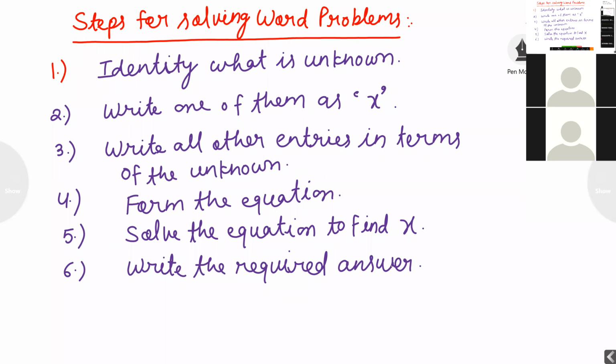There are total 6 steps to solve word problems based on linear equations. Whatever word problem they have given, firstly you will identify what is unknown. After that, write one of them as x. Then third step, write all other entries in terms of the unknown. Now fourth step, form the equation. After forming the equation, you need to find the value of x. Now done everyone fastly.